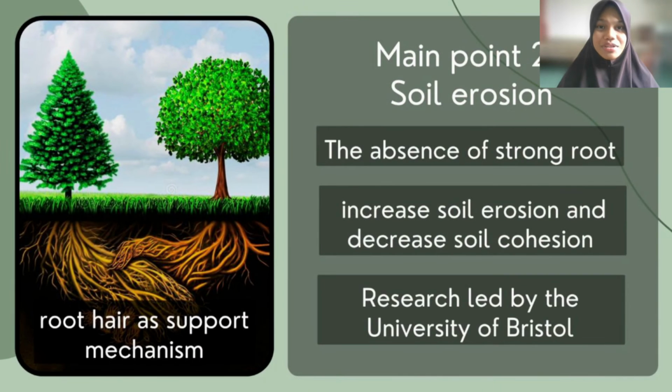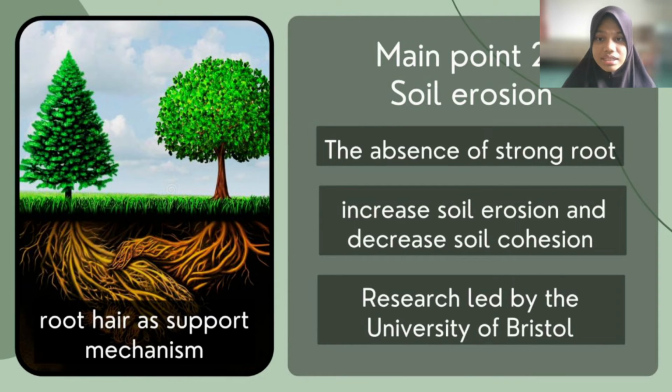Now I'm going to explain to you the next major environmental effect of deforestation, which is soil erosion. This geographic disaster happens owing to the fact that deforestation causes the absence of strong roots to support the soil. What's more, root hair plays a pivotal role in holding the soil together. Therefore, the loss of interaction of the root hair with the surrounding soil gives rise to soil sliding.